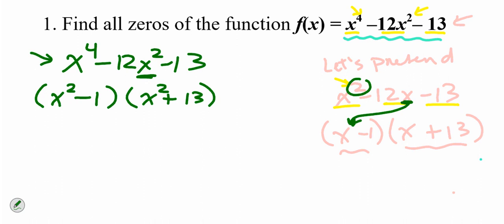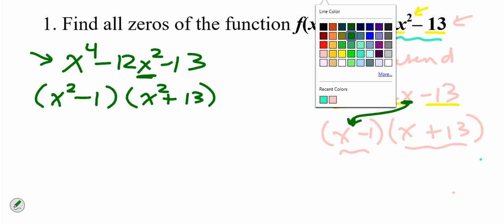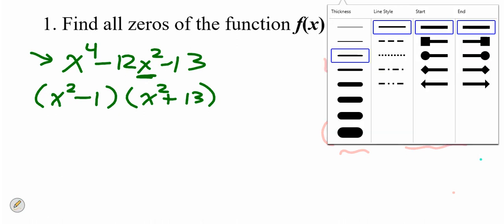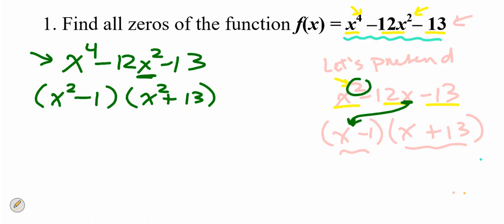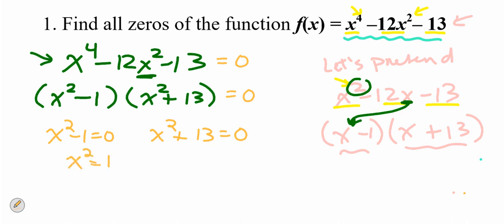So this asks us to find our zeros. So let's get a better color. I need to write smaller too. I'm going to run out of space. So finding zeros, we're going to set our polynomial equal to 0, and we're going to solve. So we have x squared minus 1 equals 0, and we have x squared plus 13 equals 0. So let's go ahead and solve. We've got x squared equals 1, and so we're going to take the square root of both sides, right? Plus or minus. And of course, square root of 1 is just 1. So 2 zeros down and 2 more to go, right?